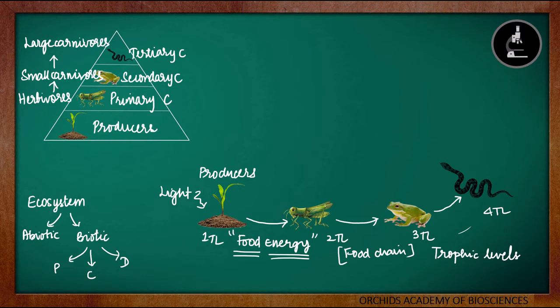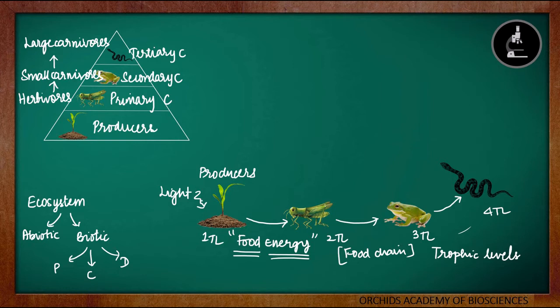So this is with respect to these organisms which I have explained. There can be various other food chains as well. Autotrophs or the producers come at the first trophic level. Herbivores or the primary consumers come at the second trophic level. Small carnivores or the secondary consumers come at the third trophic level. Larger carnivores or the tertiary consumers come at the fourth trophic level.